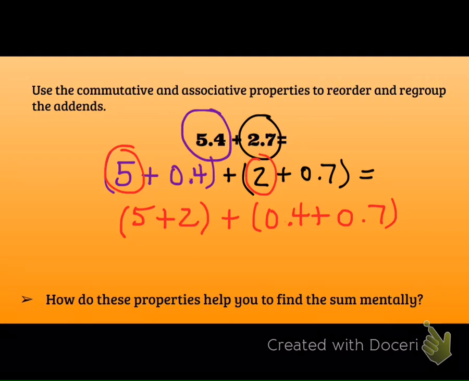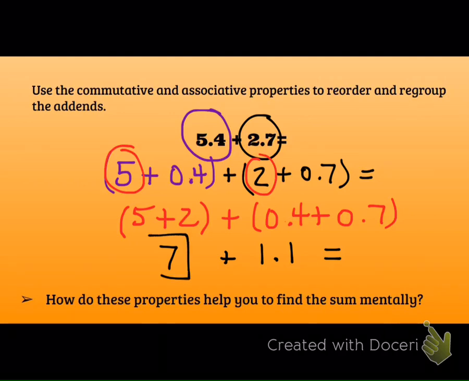Now I can just simply add these two whole numbers, 5 and 2. I know that is 7. And I know that this 4/10 and 7/10 is equal to, because I know 4 plus 7 is 11, so that 1 is going to carry over. So really we have 1 and 1/10. And that's something I can do in my head, because then I'm just adding one whole number plus 7 whole numbers, which is 8. So 8 and 1/10.